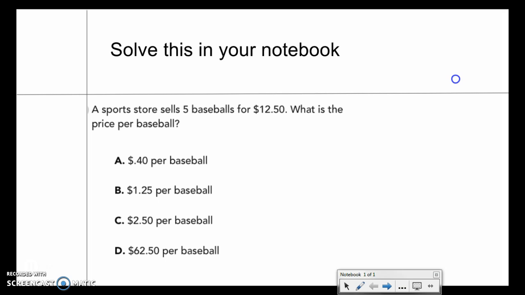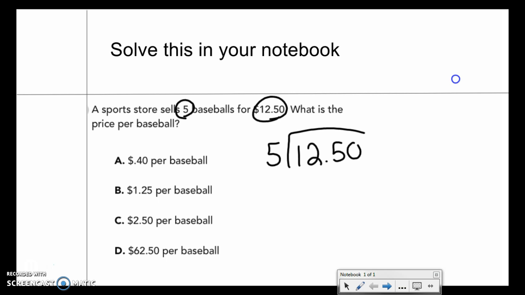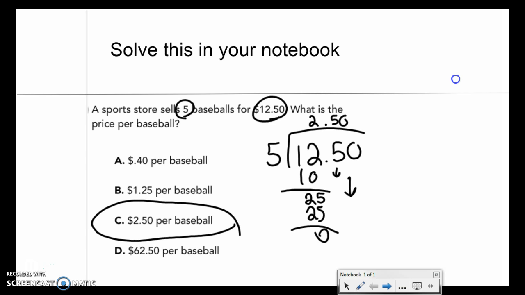Alright, so again, since you're trying to find the price, the amount of money that you spent is going to go inside your division table, and then the amount of units is going outside. 5 can go into 12 twice. 5 can go into 25 5 times, just 25. 5 goes into 0 times. So each baseball costs $2.50.